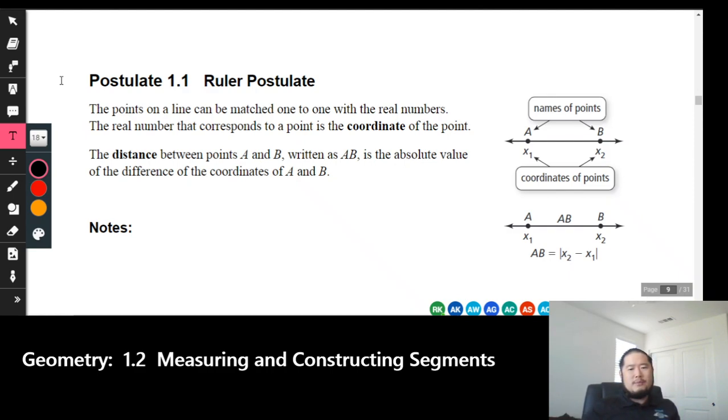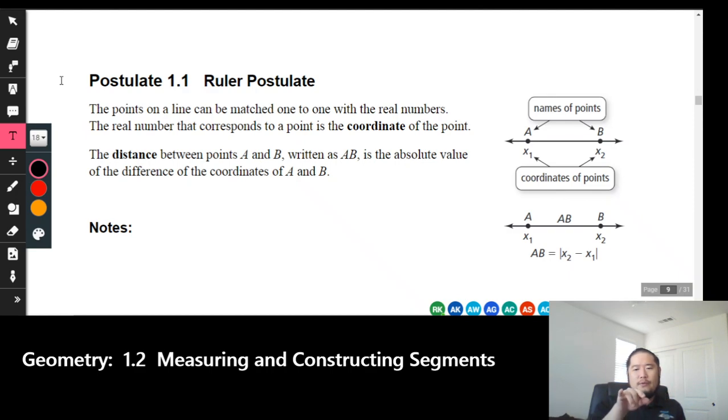The real number that corresponds to a point is the coordinate of the point. So on a ruler, obviously we have different measurements, right? We could talk about it in inches. So one point could be on inch 1, and that'll be 1. Another point could be on, let's say, inch 5.